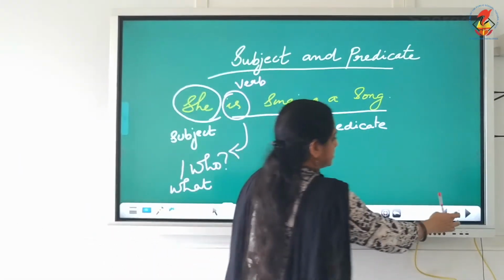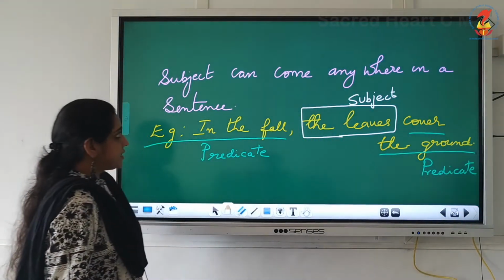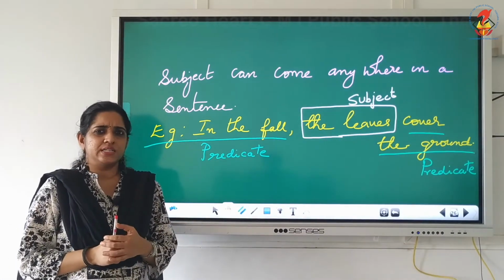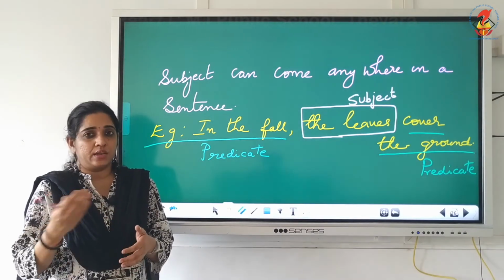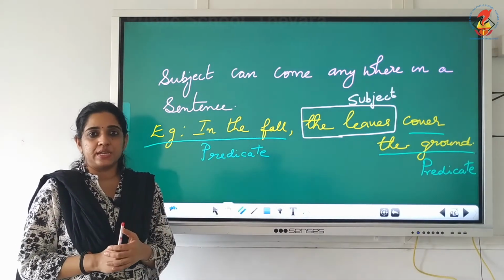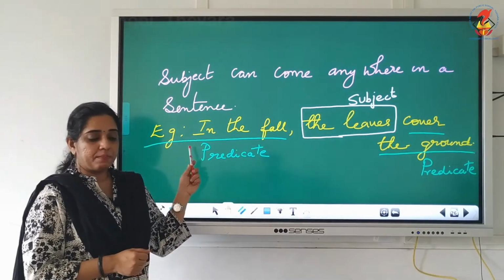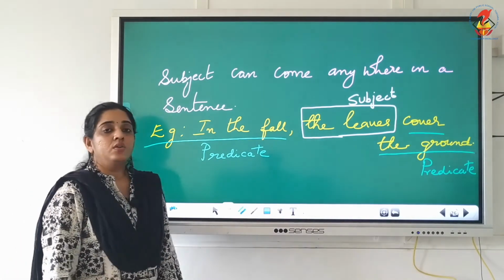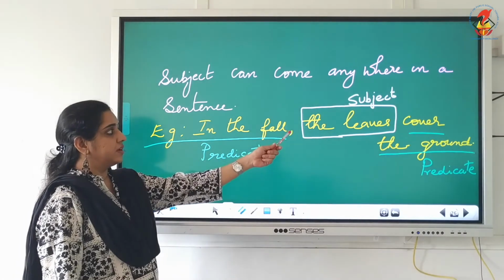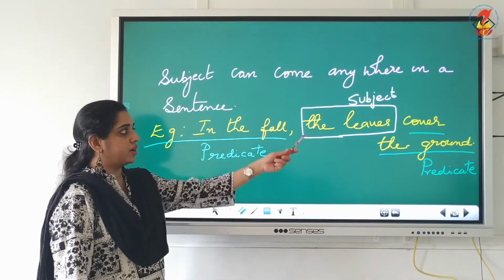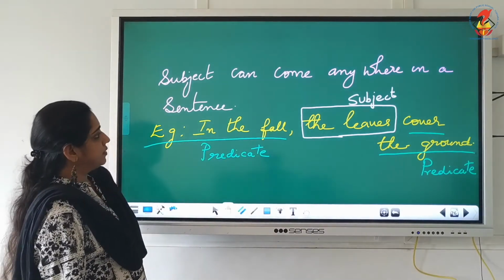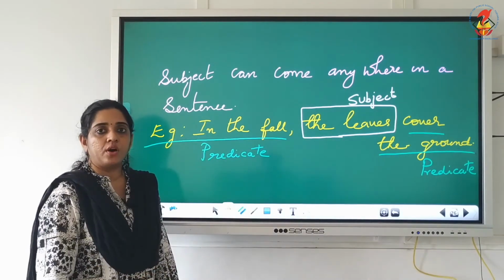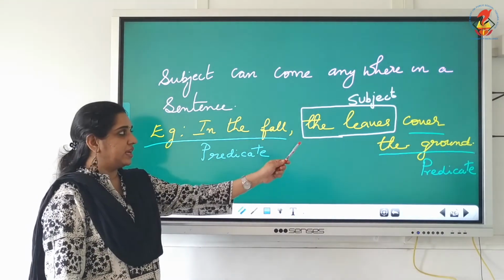Now coming to the next topic. A subject can come anywhere in a sentence. That's very important, children. The subject will not always be at the start of a sentence. It can come in the middle, at the end, or in any part of a sentence. Now see here, one example I have given. In the fall, the leaves cover the ground. What is the subject? The leaves. See, it comes in the middle. How did I get the answer, the leaves? What is the verb? Cover the ground. So I can put the question, what covers the ground in the fall? The leaves. So the leaves will be the subject.